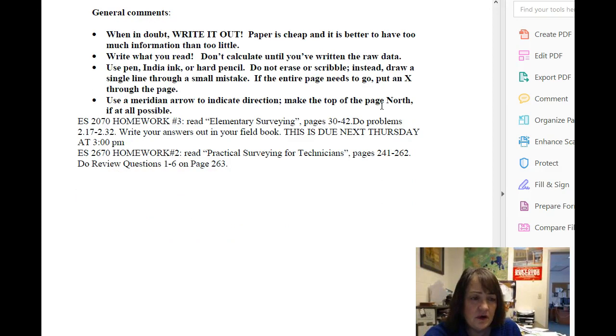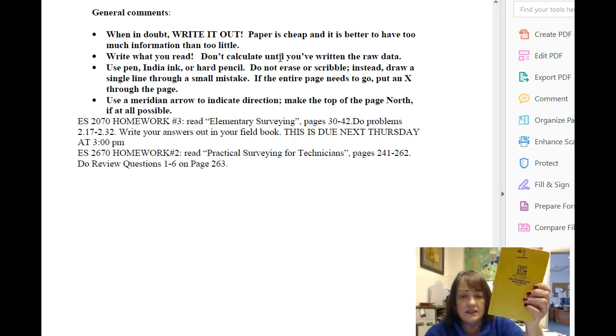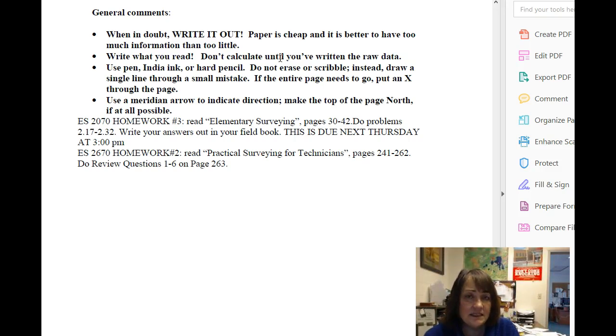Now there are some general comments about note-taking, and the expression "when in doubt, write it out" is sort of a mantra or a catchphrase for surveyors. In this class specifically, you're not going to use more than one engineering surveying book or one field notebook. So you do not have to worry about wasting paper. It's more important that every survey that you do is well documented in your field book.